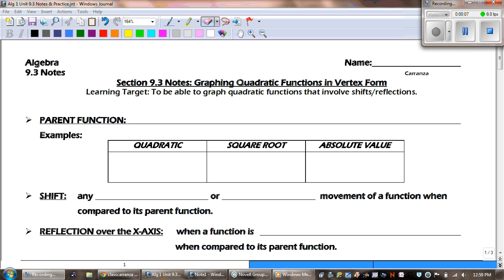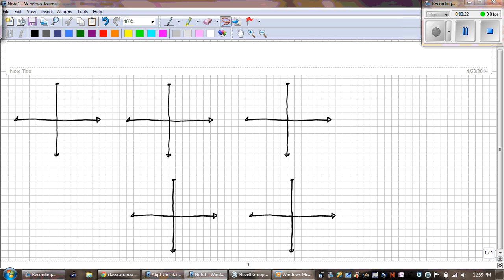Today we're talking about graphing quadratic functions in vertex form. Our learning target today is to be able to graph quadratic functions that involve shifts and reflections. Now, before we get started with some definitions, let's review some of the graphs that we've already talked about. Okay? First one that we have already discussed is this graph right here.